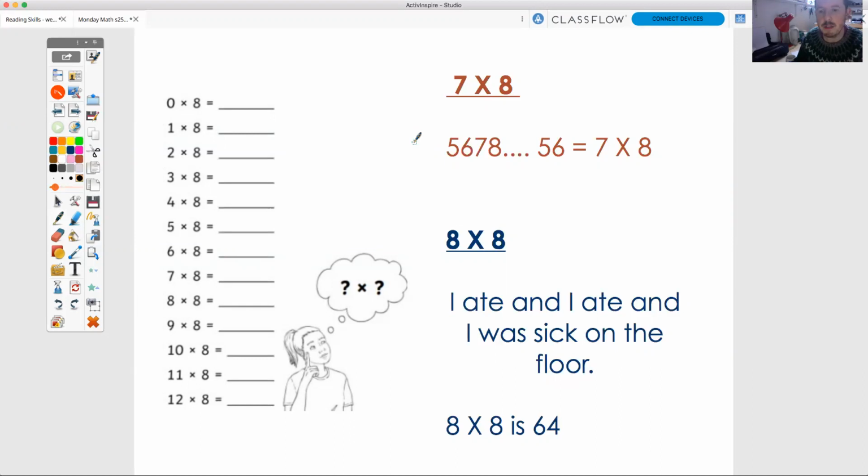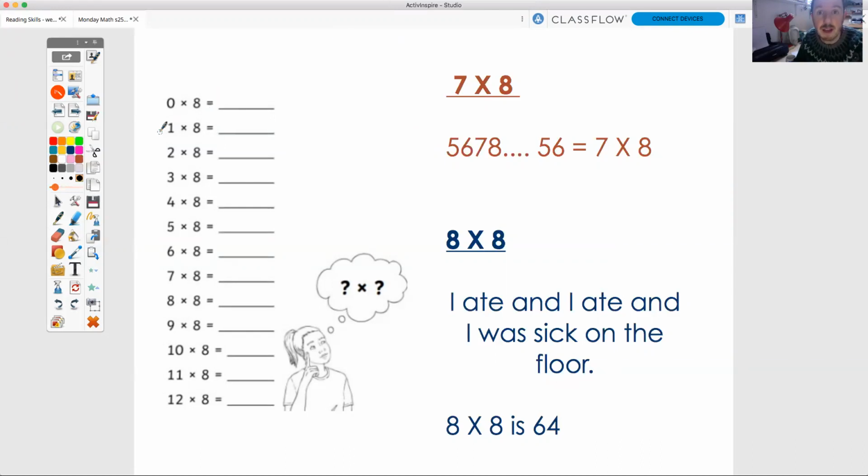The other one, pretty gross, 8 times 8. Well, someone taught me this rhyme: 8 times 8, I ate and I ate till I was sick on the floor. Bleh. But 8 times 8 is 64. It rhymes. I ate and I ate and I was sick on the floor. 8 times 8 is 64. That's the way I remember those 2 sums.